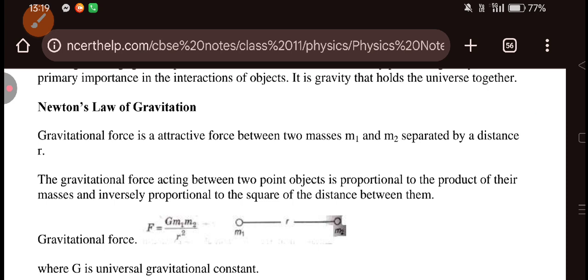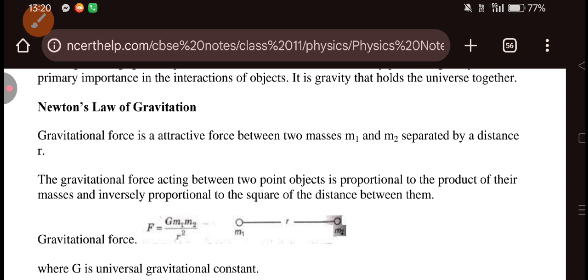Newton's law of gravitation. Law of gravitation of Newton. Gravitational force is an attractive force. When it comes to electromagnetic force, we know that the Coulomb force attracts and repels. But when it comes to gravitational force, we see that there is only one force, the attractive force. Both bodies cannot repel each other, but attract each other. And it is the weakest force. This is the most weakest force.